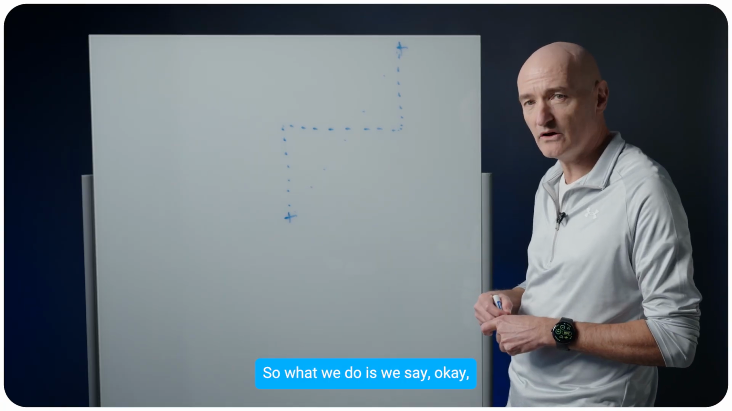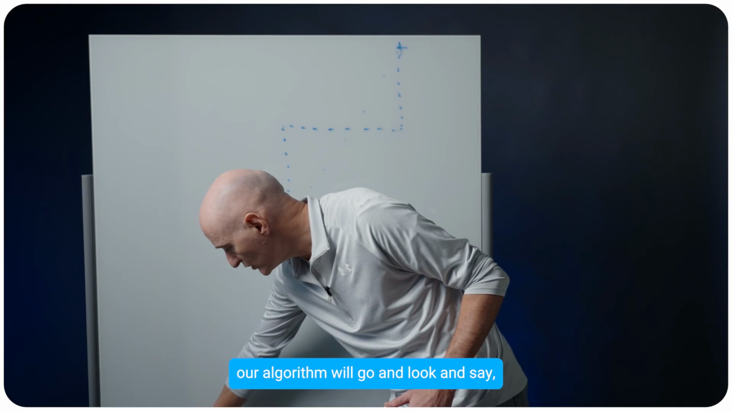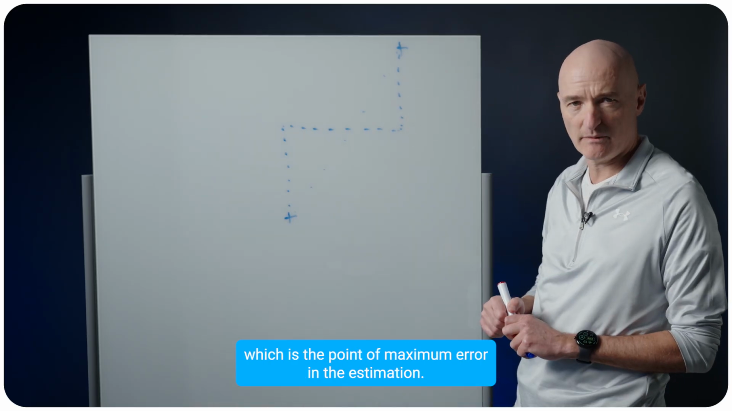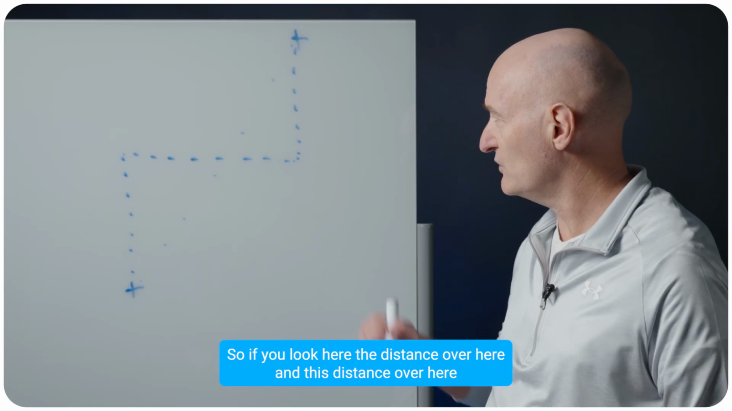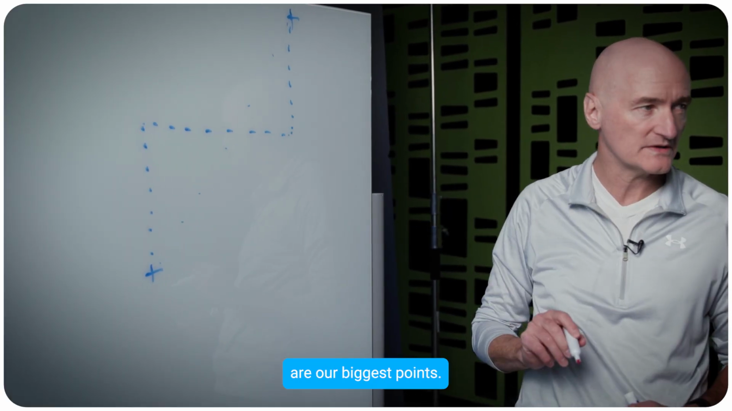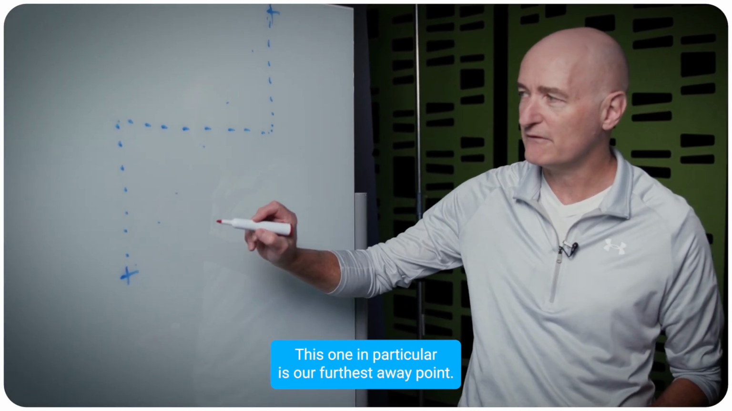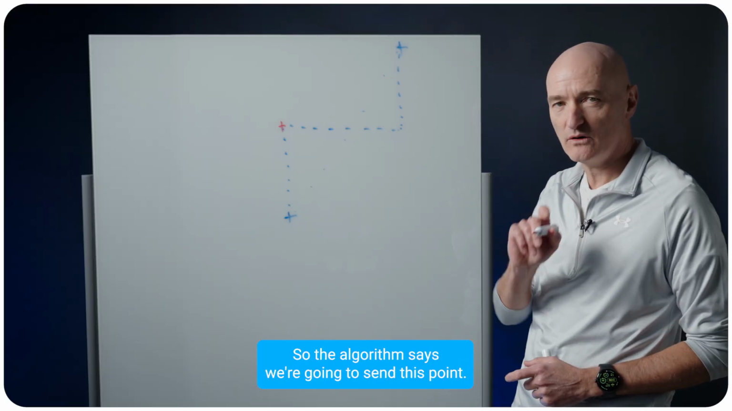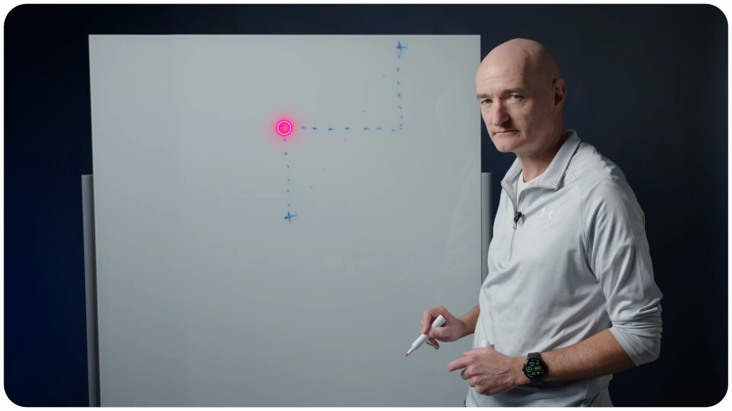So what we do is we say, okay, our algorithm will go and look and say, which is the point of maximum error in the estimation. So if you look here, this distance over here and this distance over here are our biggest points. This one in particular is our furthest away point. So this would be this point over here. So the algorithm says we're going to send this point.